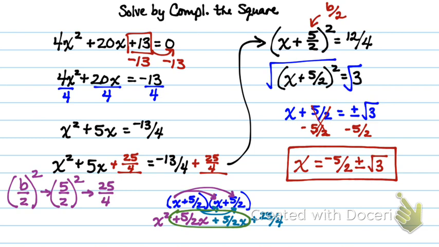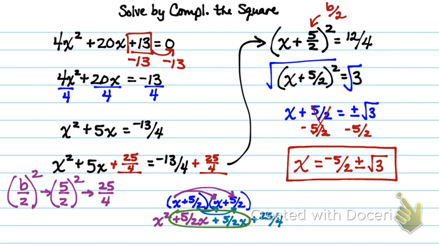Because remember, when we square a binomial, we square the first term, we square the last term, we multiply the two middle ones together, and times it by 2. 2. X squared, 25 over 4, multiply them together, and times it by 2.